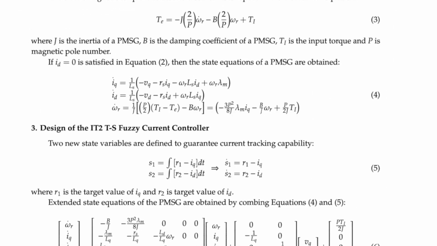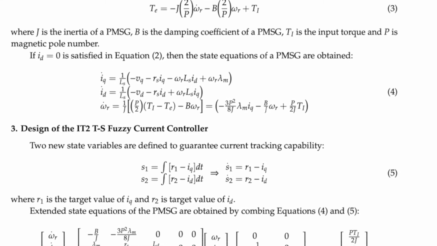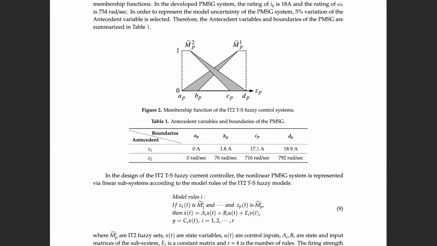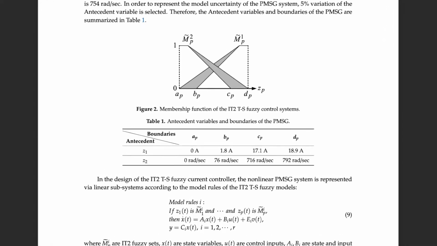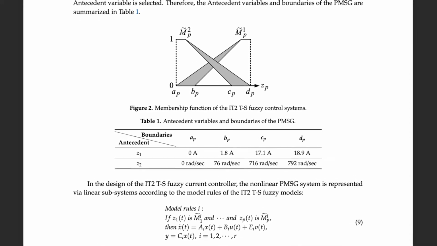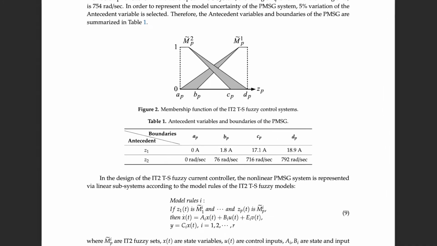Next, we are going to see the design of the TS fuzzy current controller. There are some really complicated functions obtained in this section. Let's just see the formulas provided in this paper. In the IT2TS fuzzy control systems, there are an upper membership function and a lower membership function, which represent the model oscillation of a nonlinear system. AP, BP, CP, and DP are the boundaries of the membership function as shown in the figure below. And we can see the values of the boundaries in the following table.